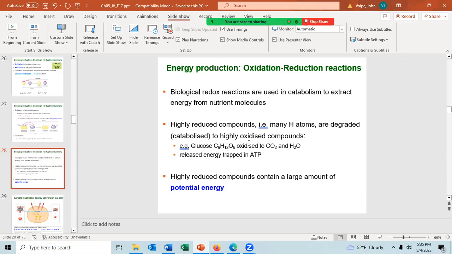The highly reduced compounds like glucose have a lot of energy associated with them, and that's a lot of potential energy, which is stored in the chemical bonds of the molecule.